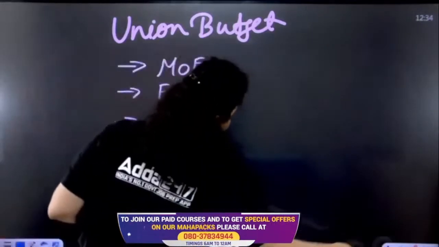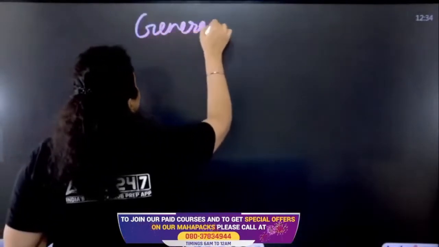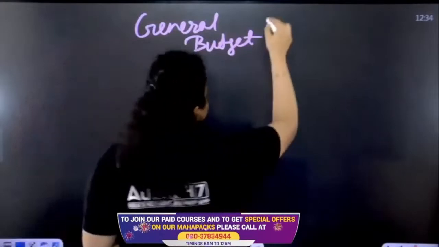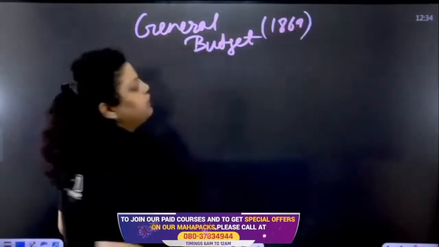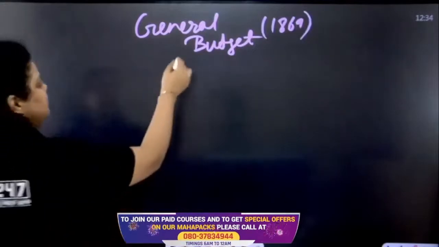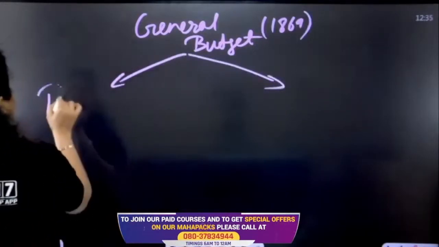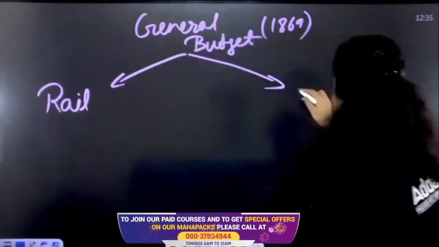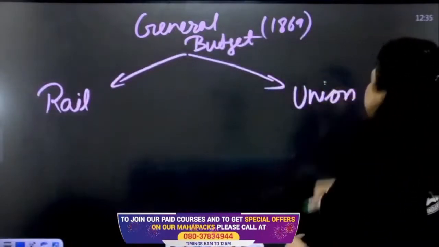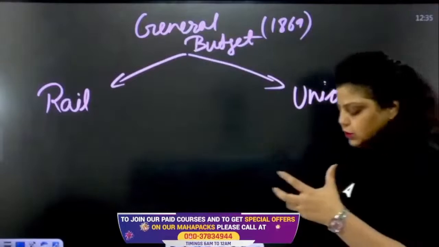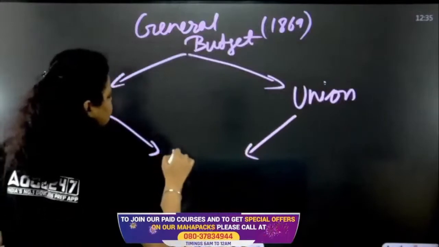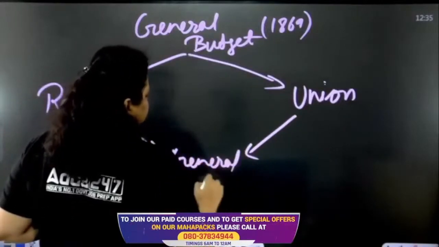Now how has this started? In India the general budget was introduced by the Britishers in 1869. So the first budget of India was introduced in the year 1869. Then this general budget was divided into two parts. The first part was the rail budget, presented by the Railway Minister, and the second was the union budget, presented by the Finance Minister and prepared by the Ministry of Finance. Then again in 2017-18 it was converted into a general budget.